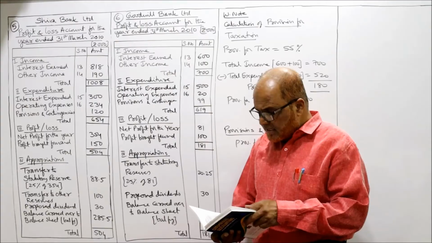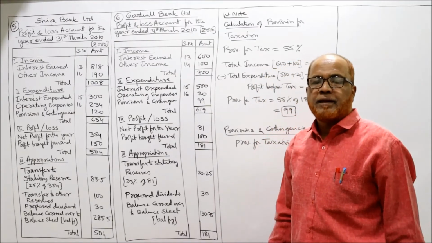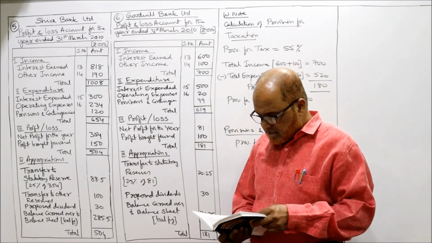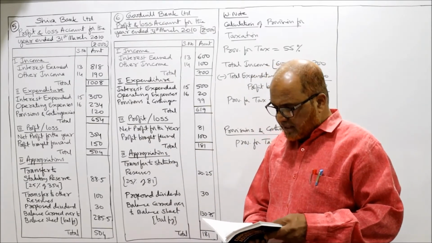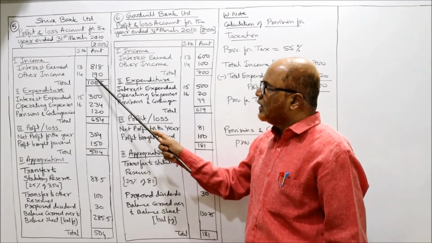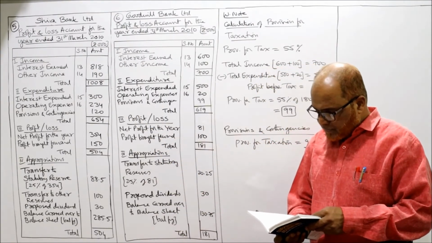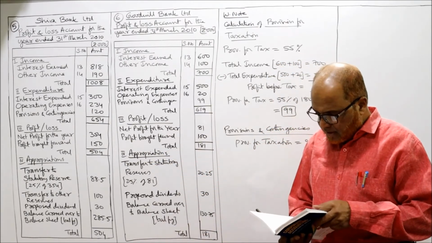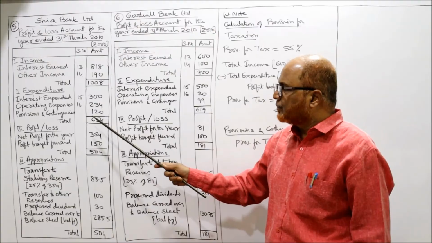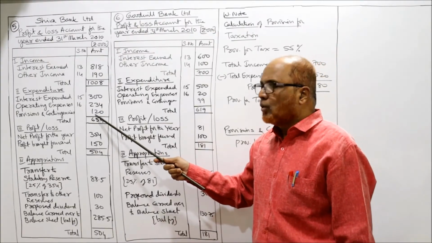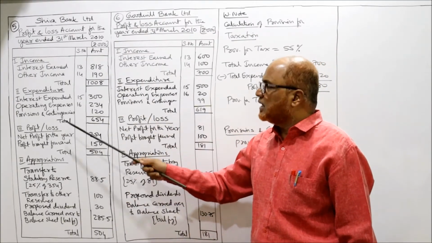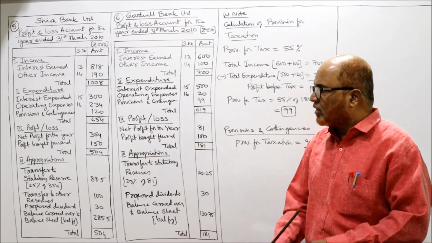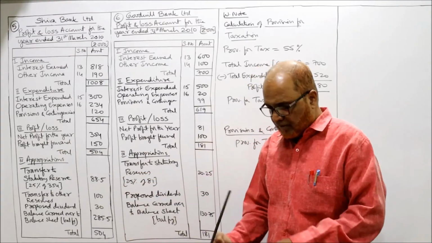Second item, interest expended 300. Interest expended will come under schedule 15, 300. Next item, other income 190, schedule 14. Next item, operating expenses 234. Then provisions and contingencies 120. Everything is given in the problem. Only the thing you have to remember is the format. Provisions and contingencies 120, and profit brought forward 150.